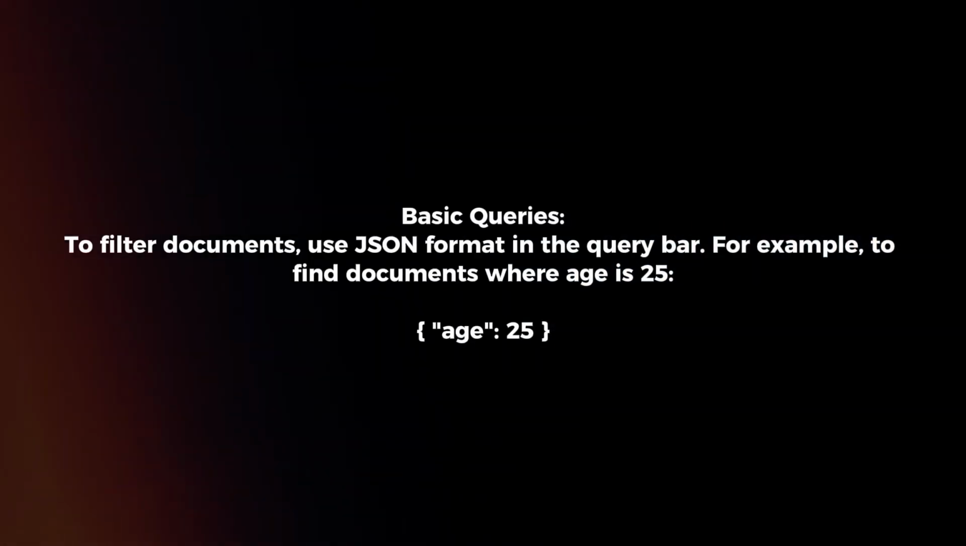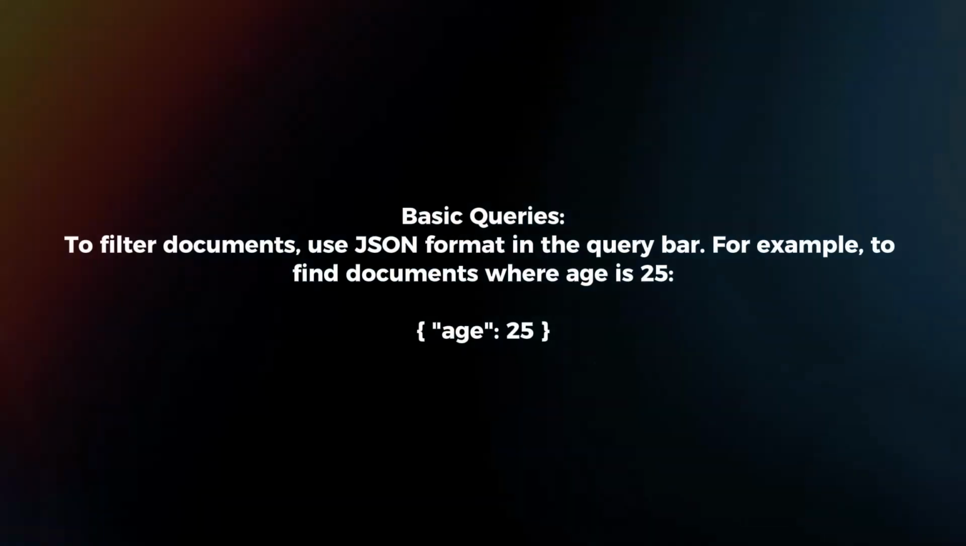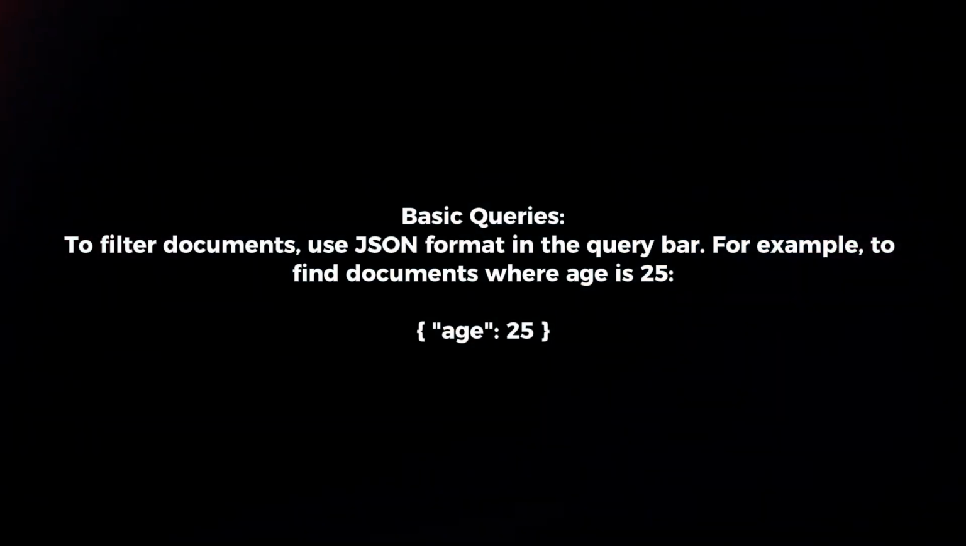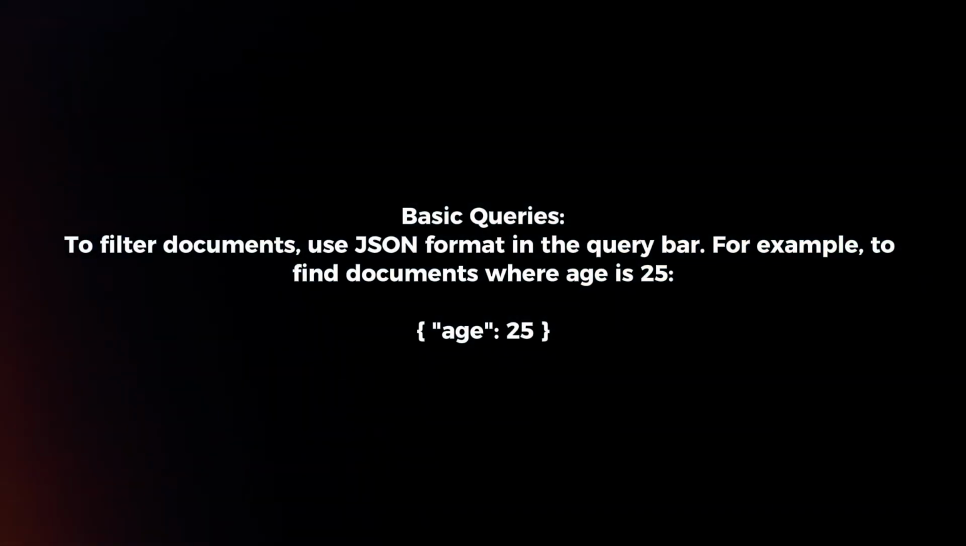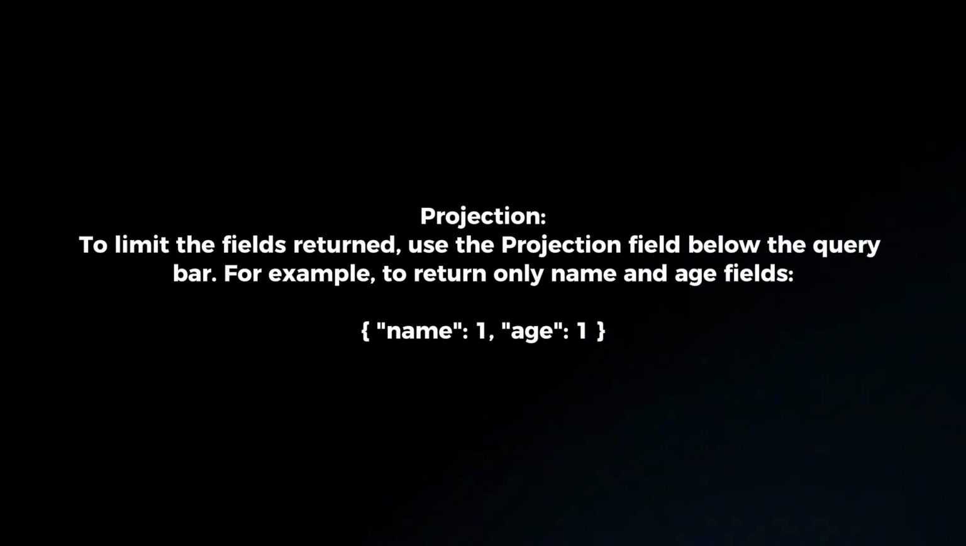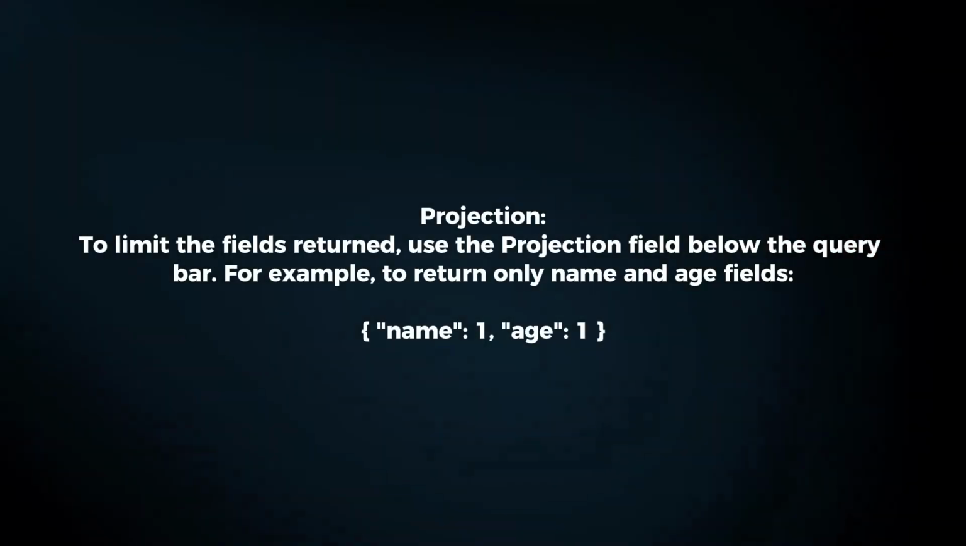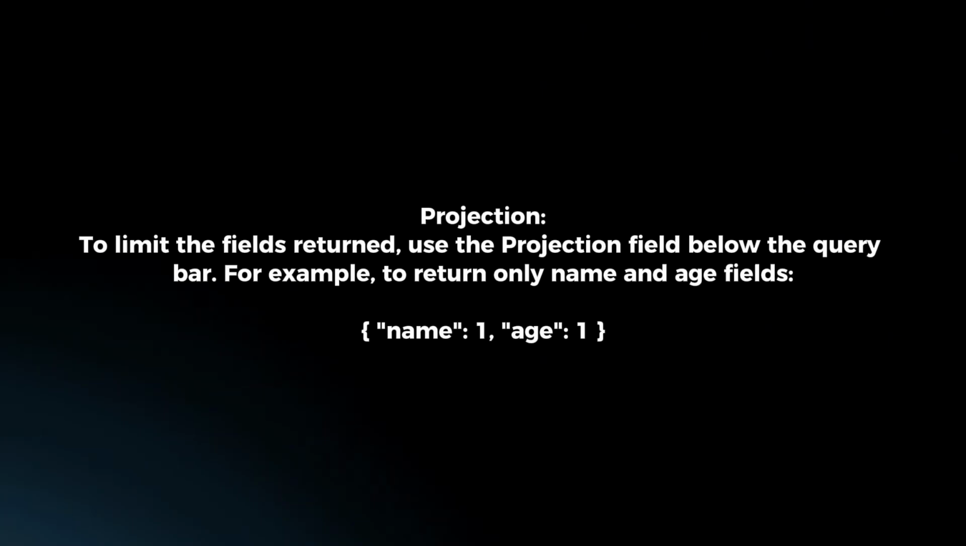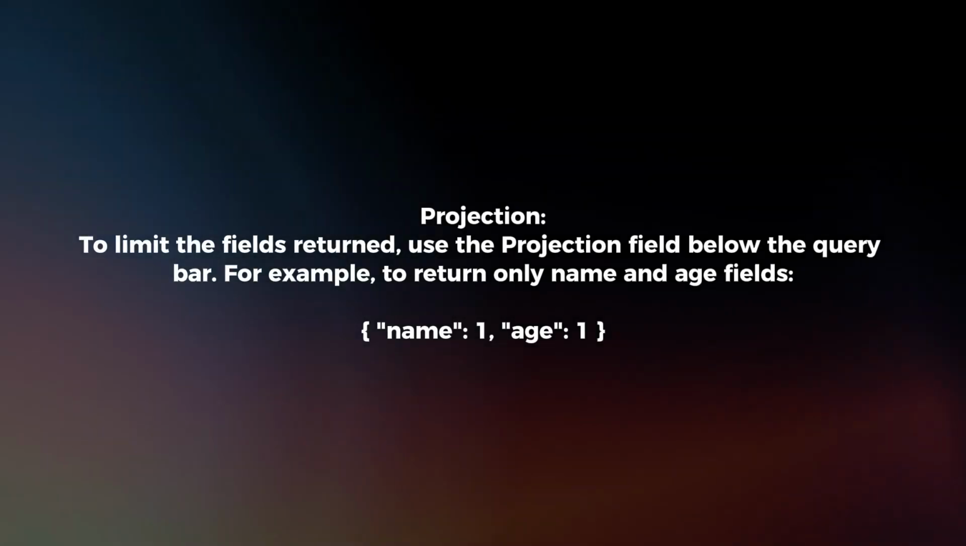Basic queries. To filter documents, use JSON format in the query bar. For example, to find documents where age is 25. Projection. To limit the fields returned, use the projection field below the query bar. For example, to return only name and age fields.